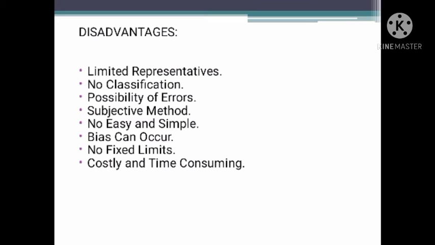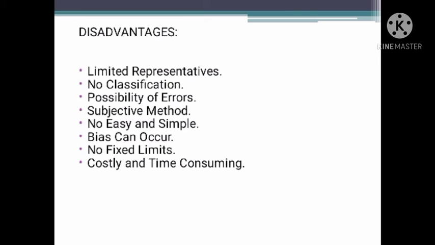Okay, for the next, we will discuss the disadvantages of case study. So, the case study method has the following disadvantages. For the first, limited representativeness. Due to its narrow focus, a case study has limited representativeness and generalization is impossible. The second, no classification. Any classification is not possible due to studying a small unit.